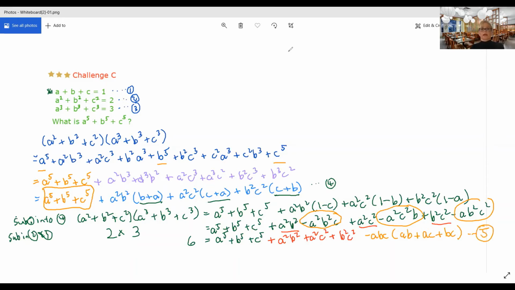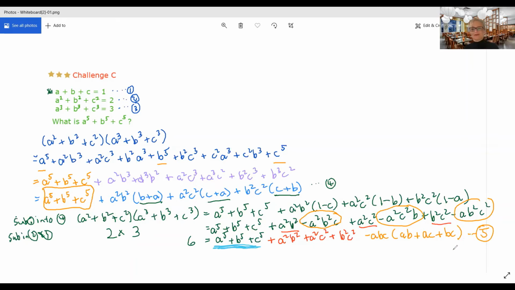We are actually making some progress. It might not seem that we are, but we are. So we've got 6 equals this expression that we're trying to find. So that's all good. We've now really got 3 things that we need to find expressions for. We need to find an expression for what I call your double squares, your a squared b squared plus your a squared c squared plus your b squared c squared. We need to find an expression for what abc is, and we need to find an expression for ab plus ac plus bc. I reckon we can do that quite easily.